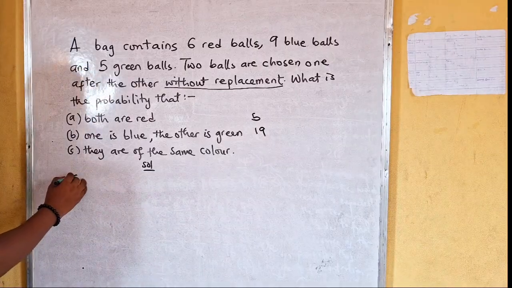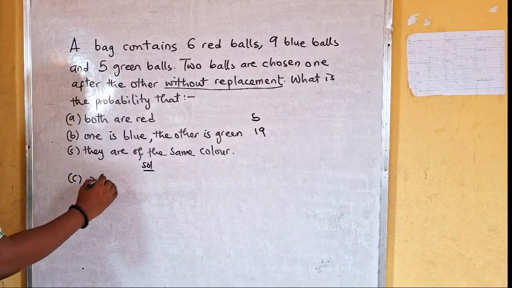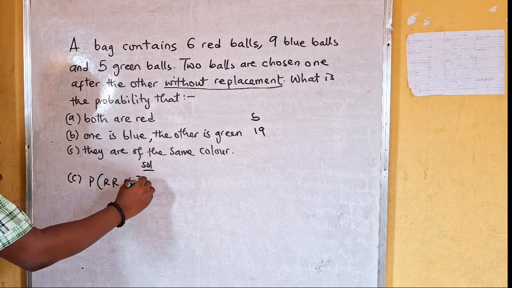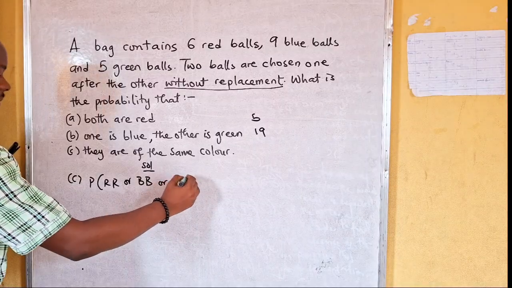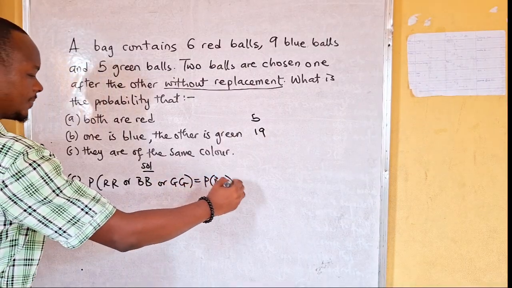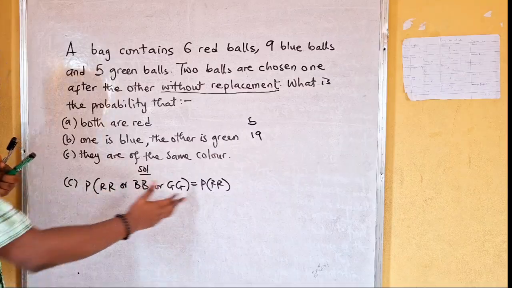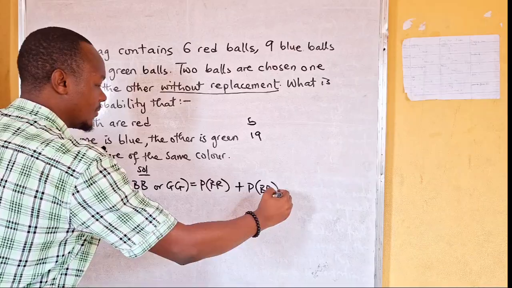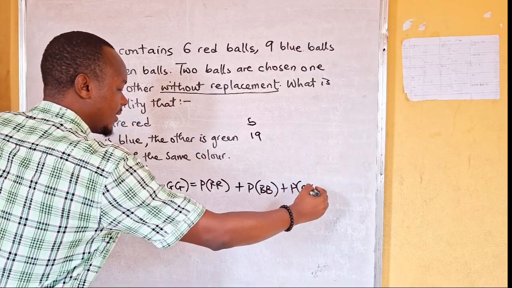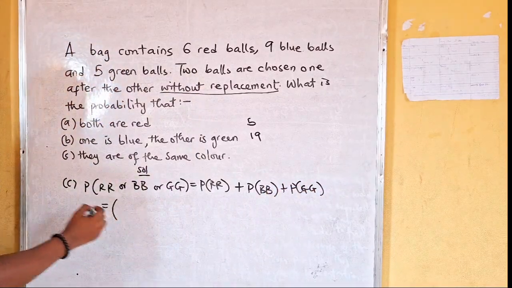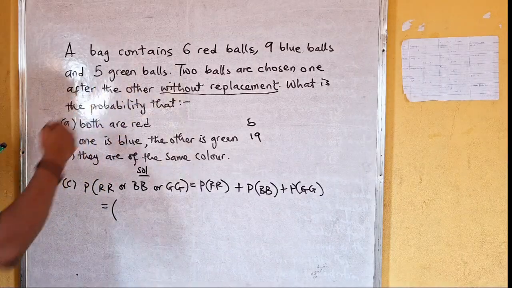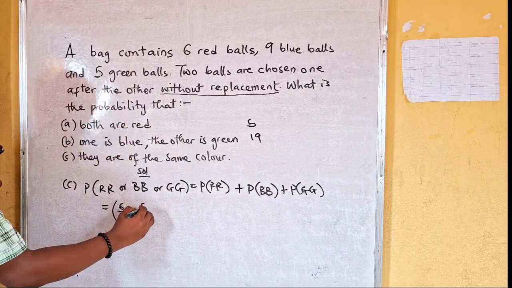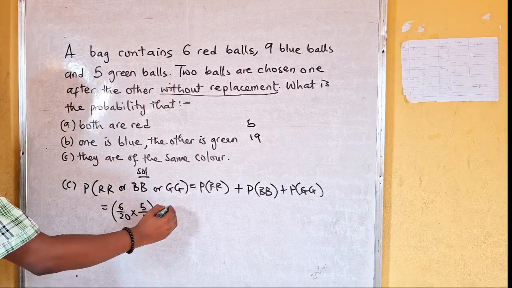So the probability that they're the same color will be red, red, or blue, blue, or green, green. So that's probability of red, red, plus P blue, blue, plus P green, green. So the first is red, and the first red will be 6 over 20. Then the second will be 5 red over 19 balls in total, plus.